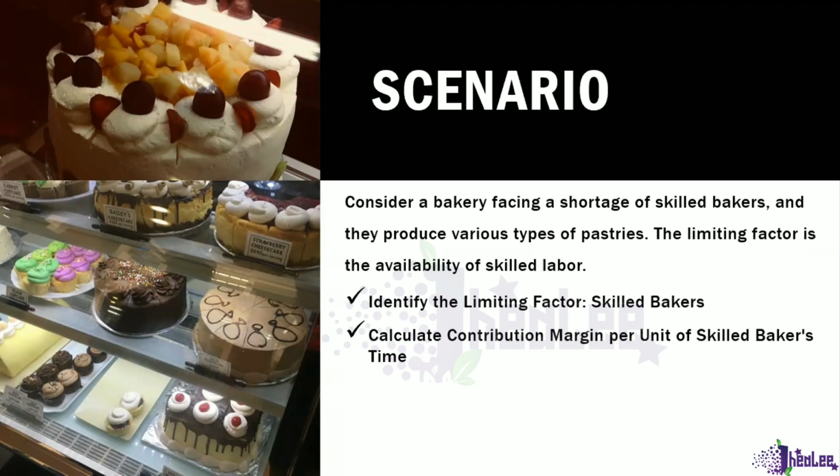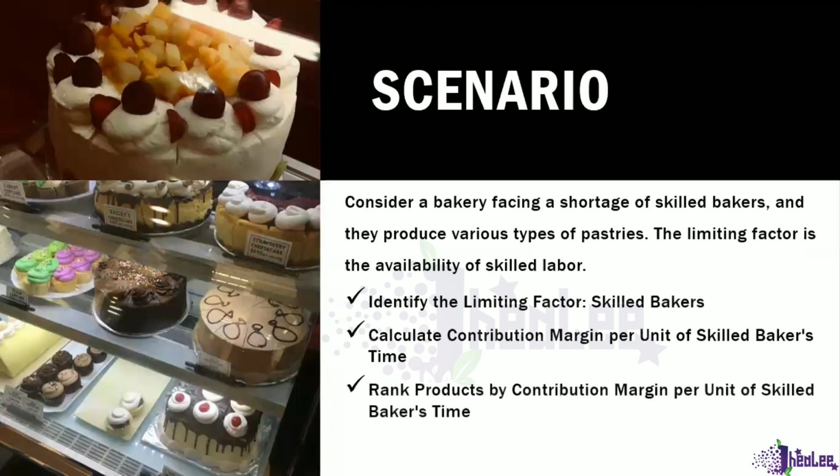What they'll do next is to calculate the contribution margin per unit of skilled bakers' time. So they analyze the contribution margin for each pastry, considering the ingredients, preparation time, and other costs related to skilled labor. The next step is that they would rank products by contribution margin per unit of skilled bakers' time. So you'll categorize the pastries based on their contribution margin per unit of skilled bakers' time. Some pastries may require more intricate detailing, utilizing more skilled labor.